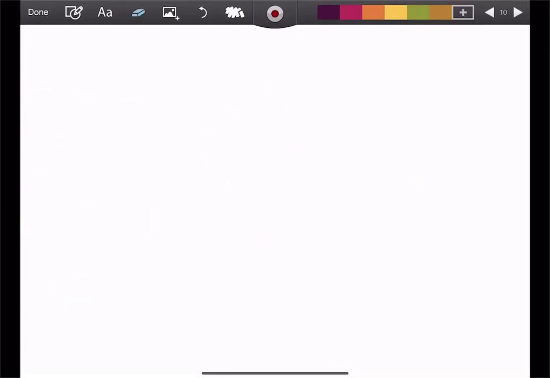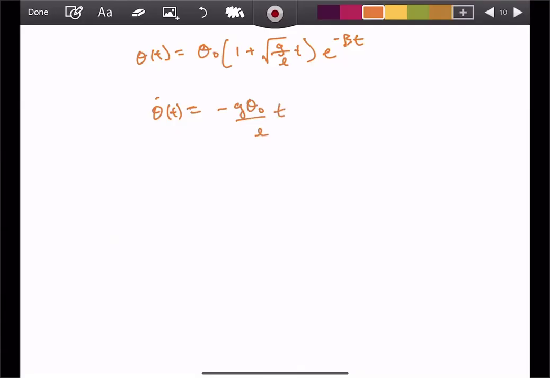So what I finally get is that theta as a function of time is going to be theta 0 times 1 plus the square root of g over L times t, e to the minus beta t. And then theta dot as a function of t is equal to minus g theta 0 over L times t e to the minus beta t.